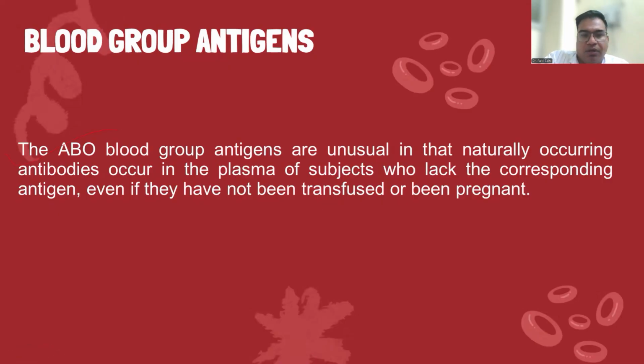We have studied the antigen. On the basis of antigen, we have divided the blood grouping into A, B, AB, and O. These are the naturally occurring antibodies in the plasma of subjects who lack the corresponding antigen, even if they have not been transfused or been pregnant. The anti-A and anti-B are the naturally occurring antibodies which are present in the respective subject who doesn't have the relevant antigens.